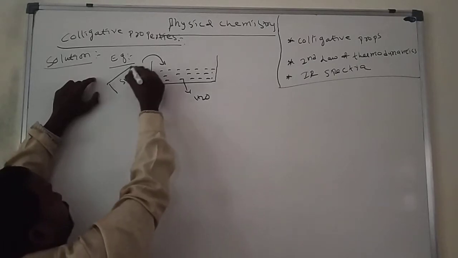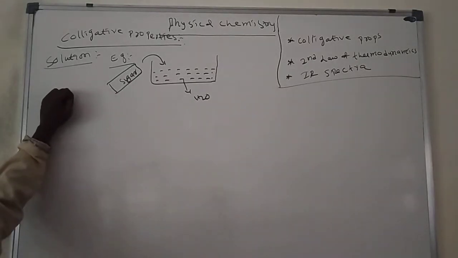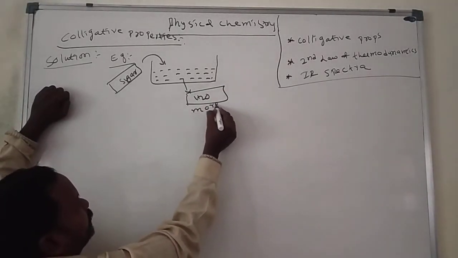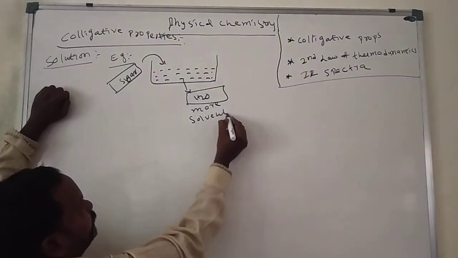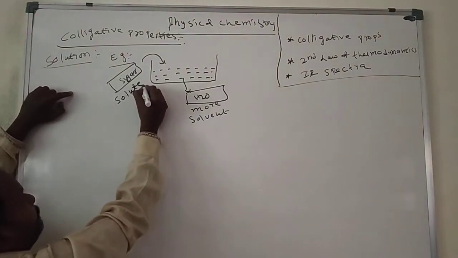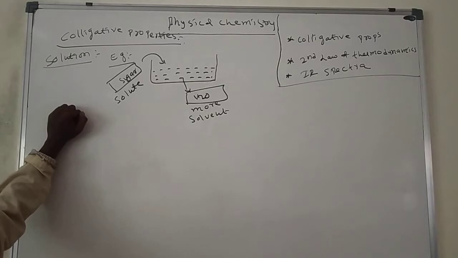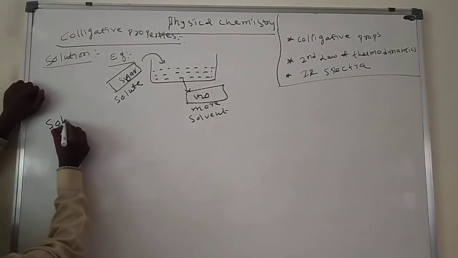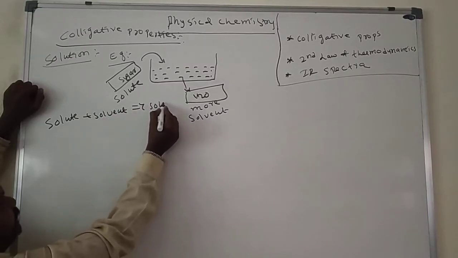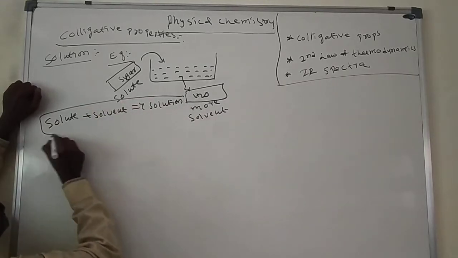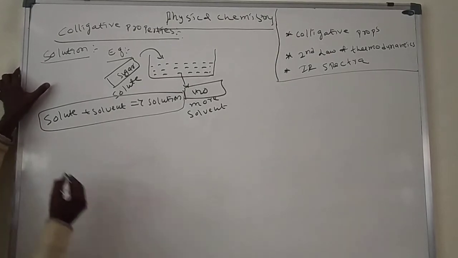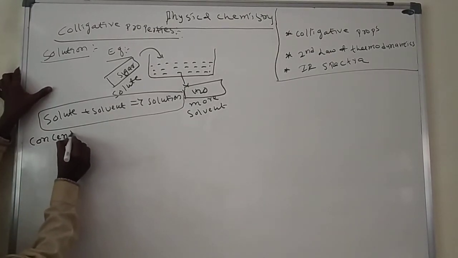In a solution, the component which is present in the larger percentage we call the solvent, and the one present in the smaller amount we call the solute. Solute plus solvent is simply considered as a solution.